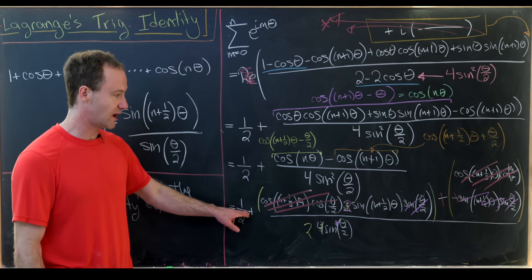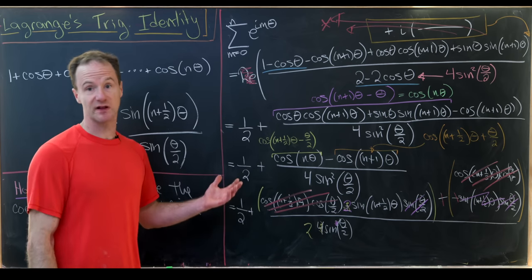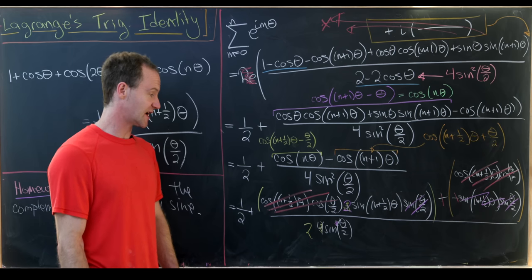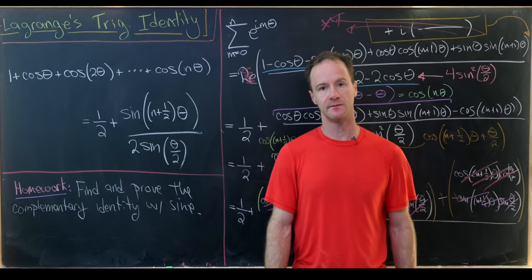We have 1/2 plus, the only thing left in the numerator is this sine of n plus 1/2 theta. And then the only thing left in the denominator is this 2 sine theta over 2, which is exactly what we wanted. And that's a good place to stop.